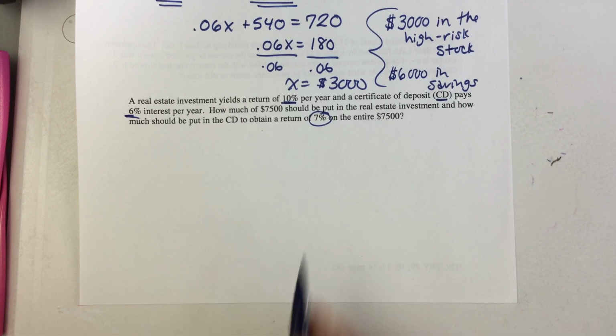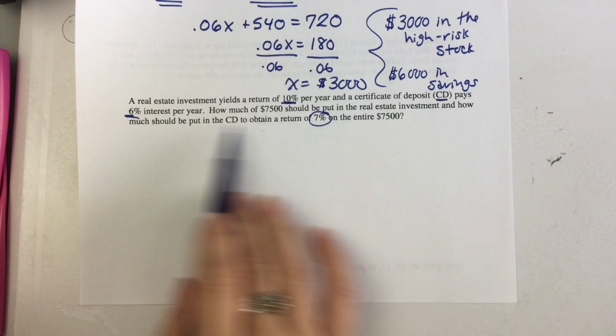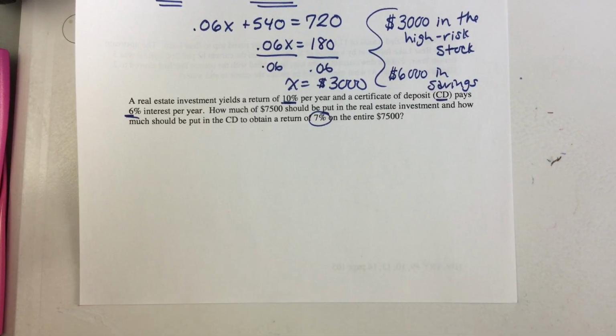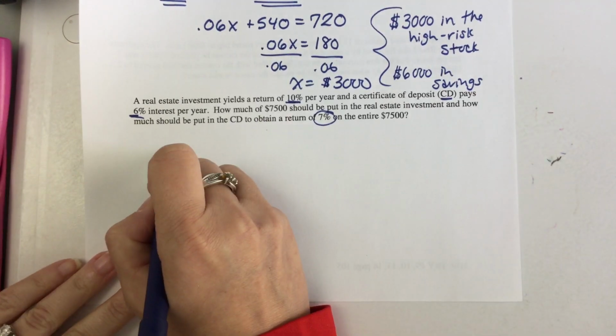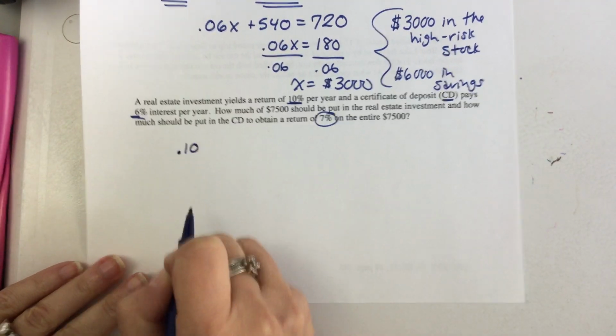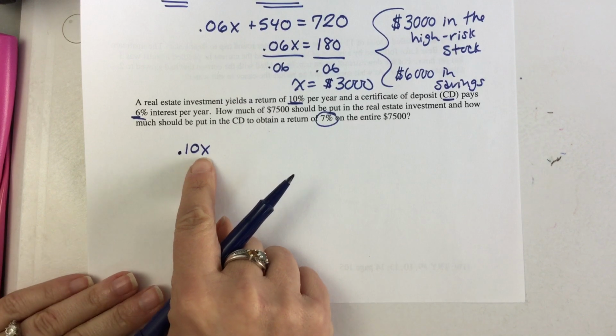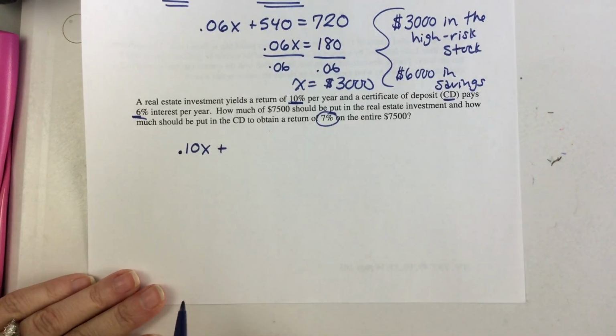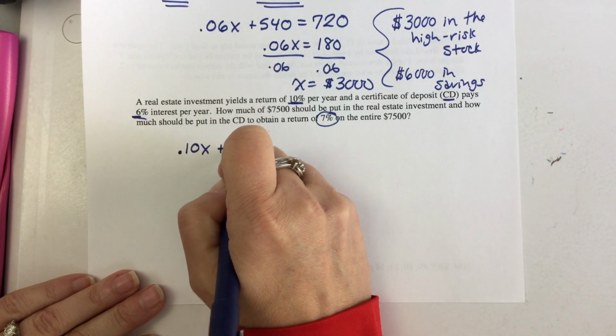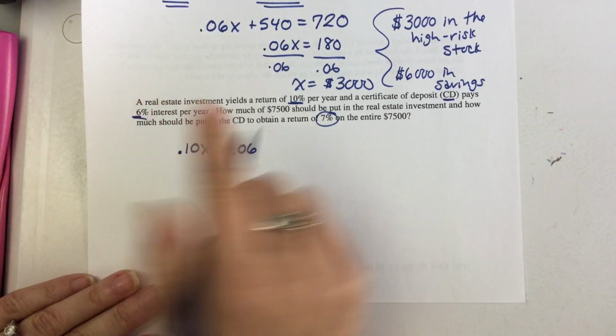So you don't want everything in real estate, and you don't want everything in the CD. You want some kind of a combination, and your goal at the end is to make 7%. So let's do this. Real estate is 10%, which is 0.10. We do not know how much we're investing in real estate. Plus, we're investing in a CD, which is 0.06 because it's 6%.